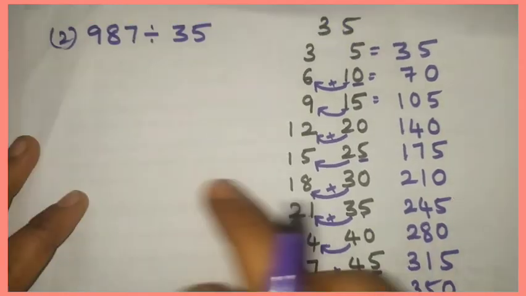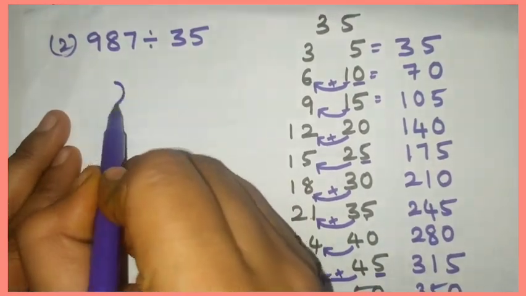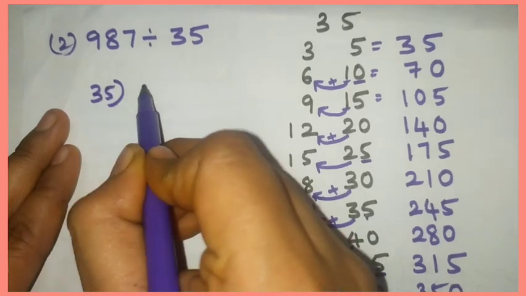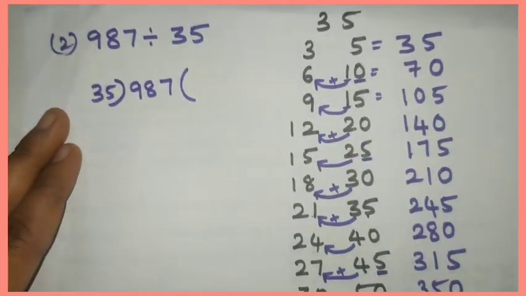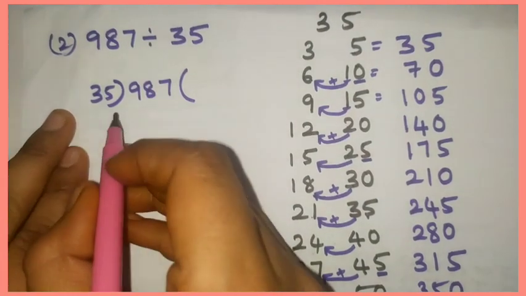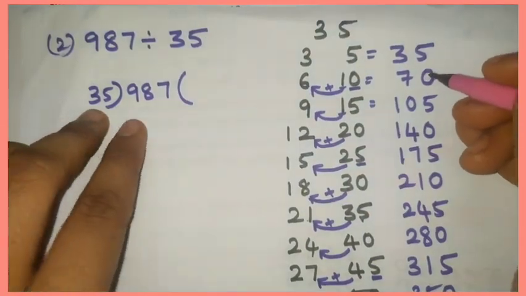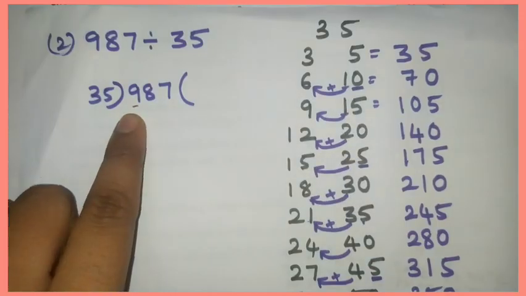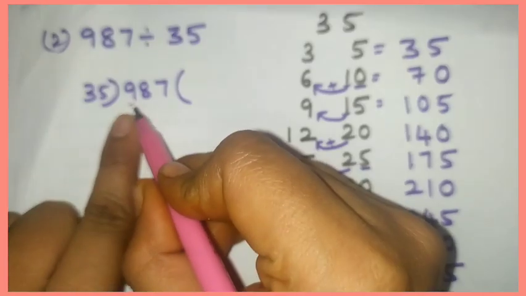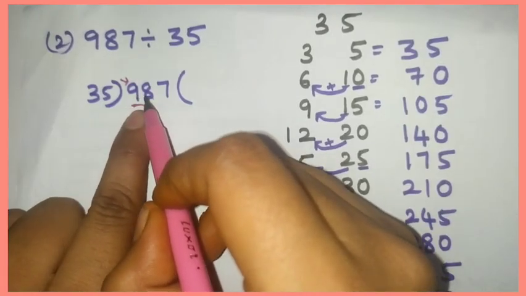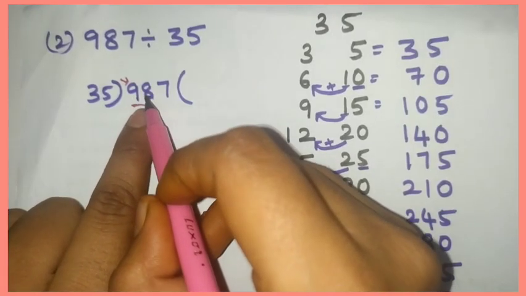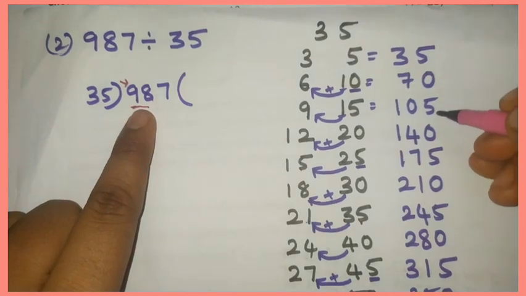Okay, now let us do this division. 35 is the divisor, and the dividend is 987. In the 35 table, will we get 9? No, so we have to take 2 digits. Always we have to do it from this side. We have to take 2 digits: 98.